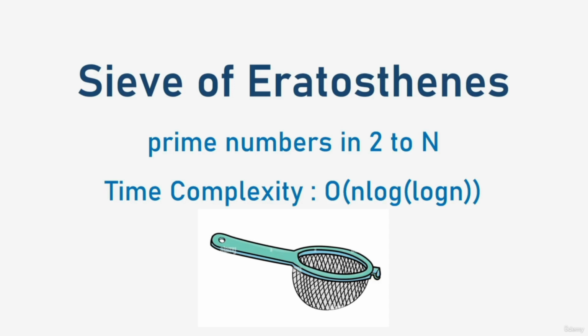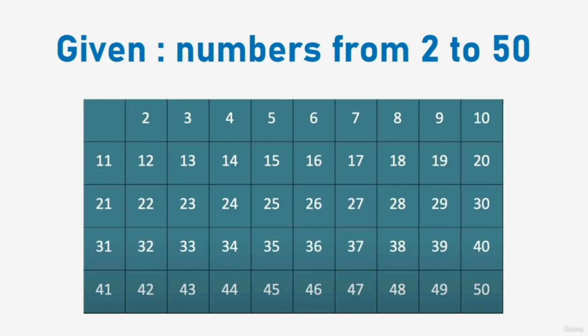So what steps are we going to follow? Let's understand this with the help of an example. Let's consider an example in which we are given the numbers from 2 to 50.